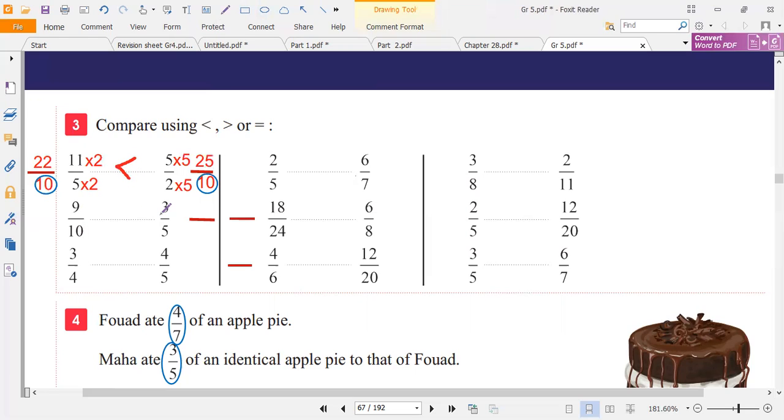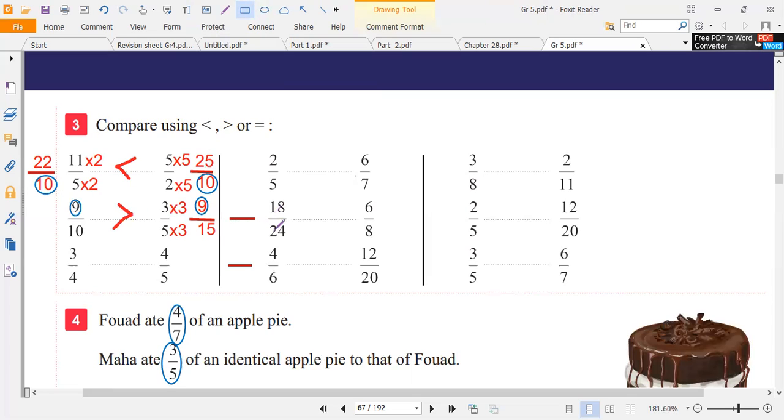9 tenths, 3/5. We cannot simplify the fractions, but look, 9 is a multiple of 3, so we can multiply this fraction by 3 to get the same numerator. 3 times 3, 9. 5 times 3, 15. Now we get the same numerator. So which fraction is greater? The fraction that has the smallest denominator is greater. So 9 tenths is greater than 9/15.